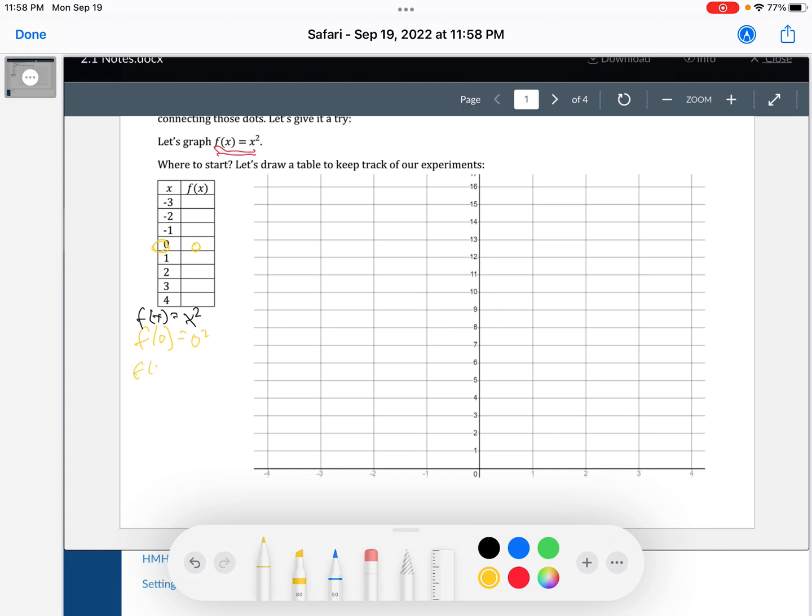Let's do f of 1. Well, we're going to plug 1 into this equation right here. It's going to be 1. f of 2, we're going to plug 2 into the machine, and we get 4. We're going to plug 3 into the machine, square it, get 9. Plug in 4, and we get 16.